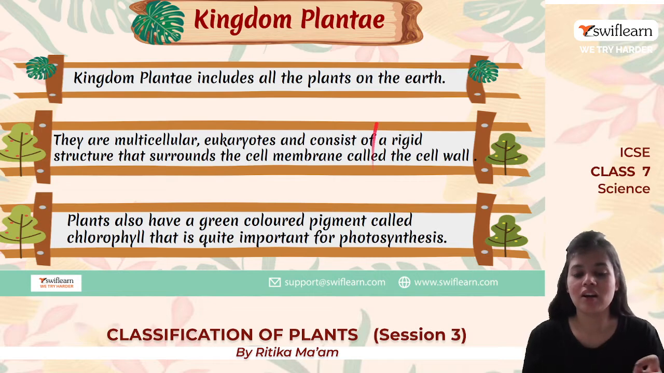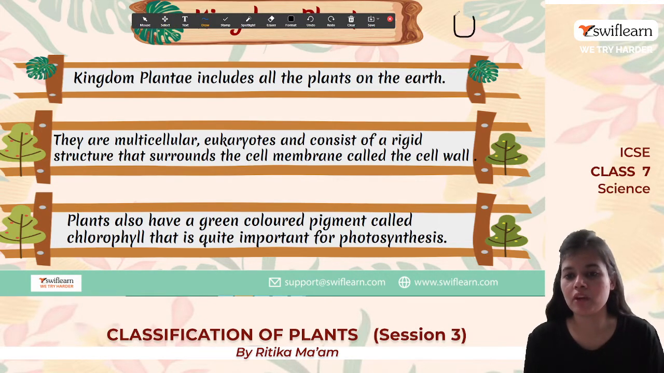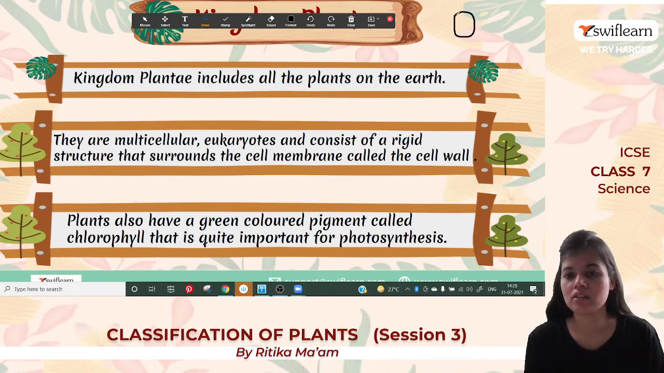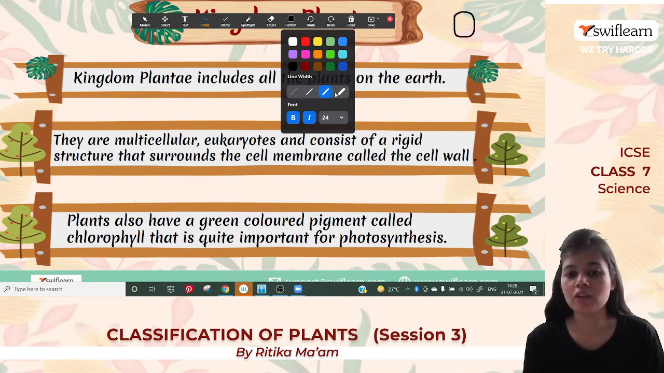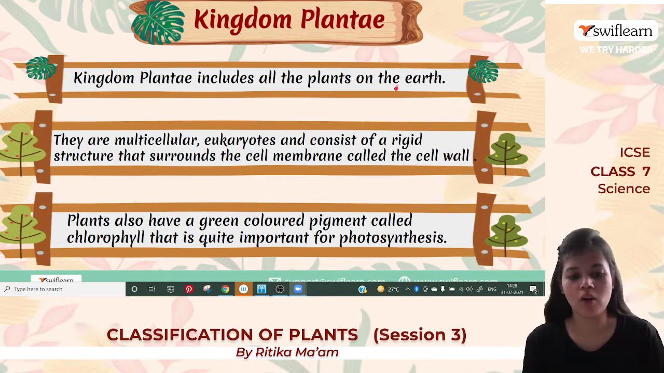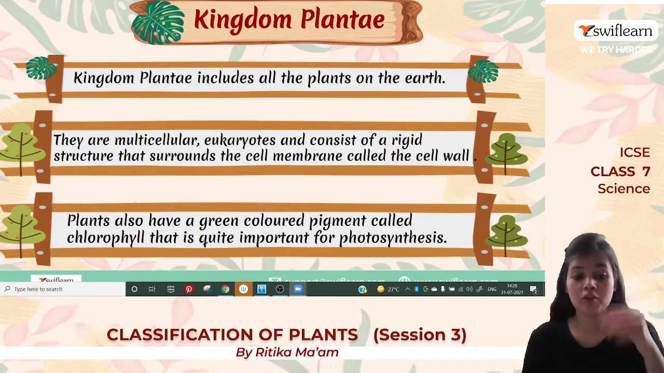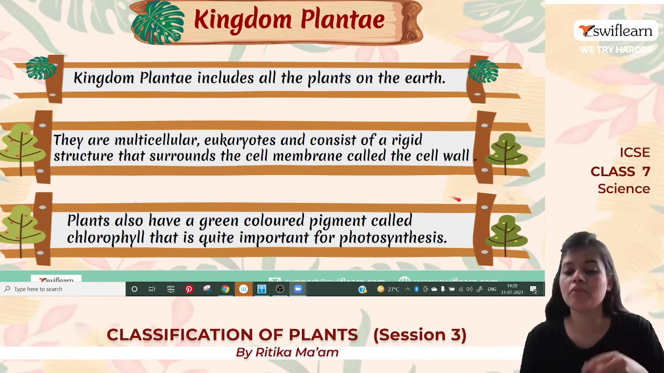So if this is the cell membrane of any plant cell, then it will be covered by a rigid structure like this. And that structure is known as the cell wall. So plant cells possess a cell wall. And obviously they have a green colored pigment which is called chlorophyll, and which is very important for performing photosynthesis.